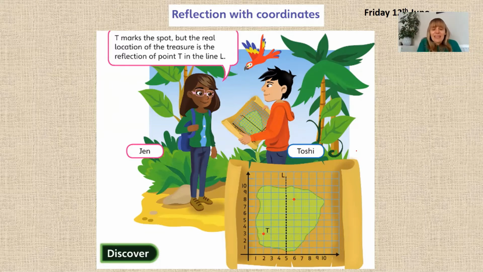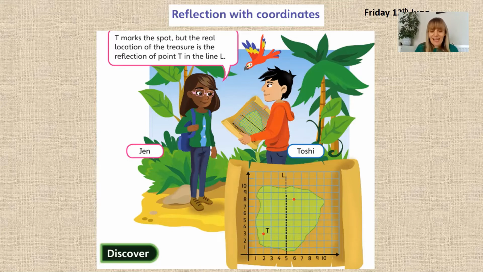Okay, so here's my map. We've got Jen and Toshi, and they've got a treasure map, and they are looking for some treasure. Now it says T marks the spot. Okay, so before we read any more, I want us to see if we can remember, how do we plot coordinates? So if I was to look at T, how do I do it?